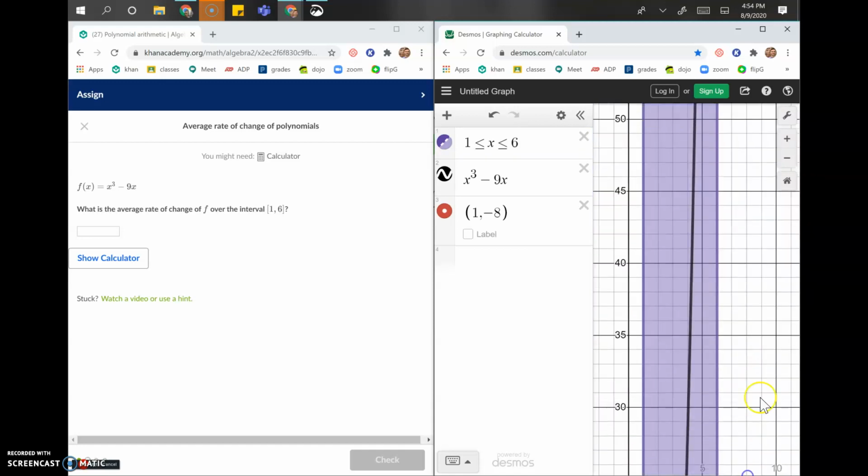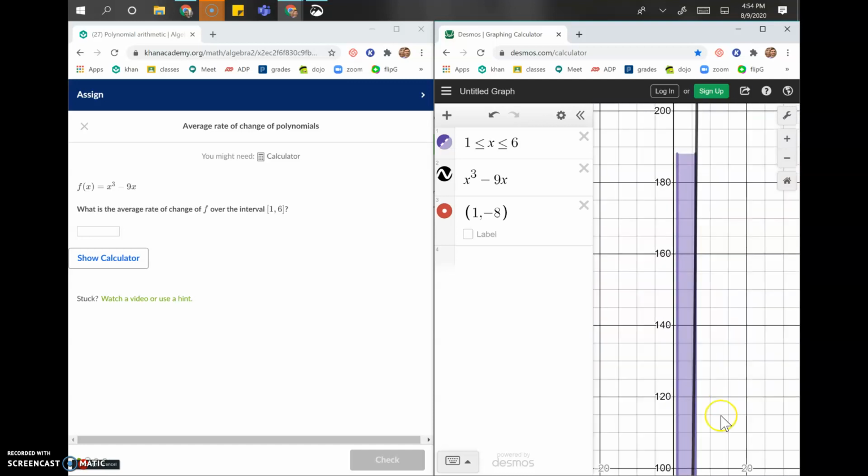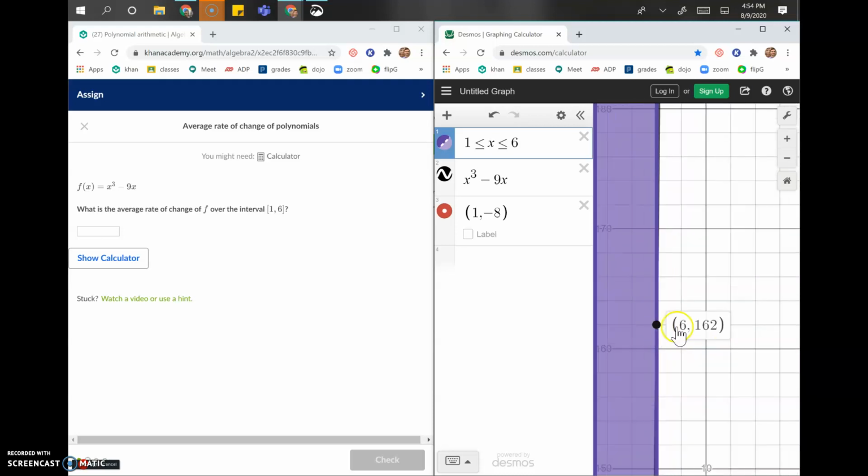And then the dot that's the end of the interval. Whoops, zoom out a little bit. It's somewhere in here, right? There we go. (6, 162).